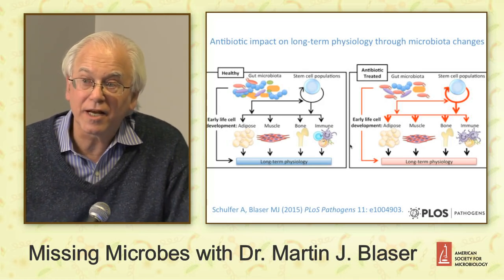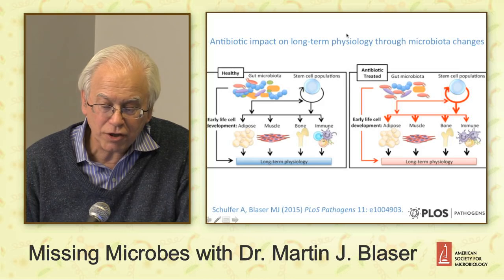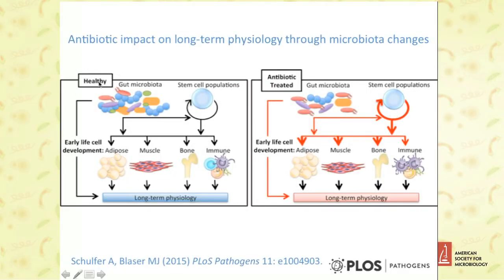So how do we put this together? Our hypothesis is that antibiotics have an impact on long-term physiology through changes in the microbiota. Our idea of health is an ancestral microbiota where gut microbes are talking to stem cell populations. If they're mesenchymal stem cells, they have to make developmental decisions. How many times to go around, and do they become fat cells, muscle cells, or bone cells? And if they're immunocytes, what's their immunocyte maturation?